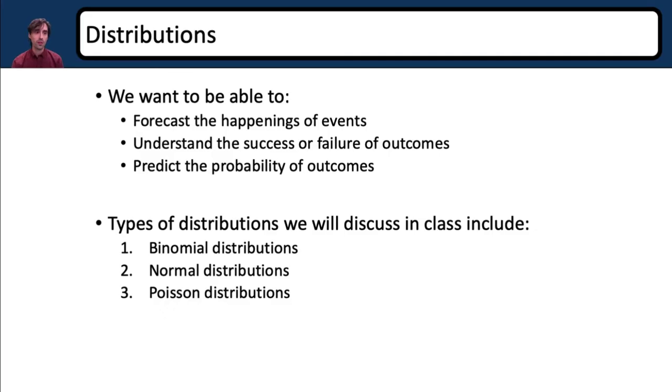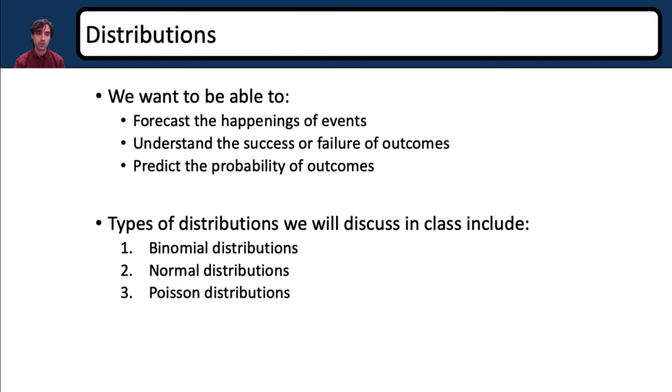So what we want to be able to do with these chapters is forecast happening events. So what are the chances of something happening? Maybe understanding the successes or failures of outcomes, but also predicting the probability of future outcomes.